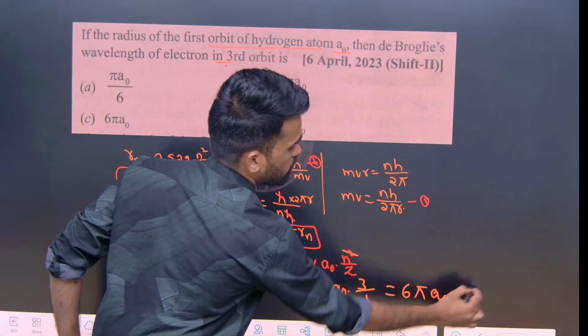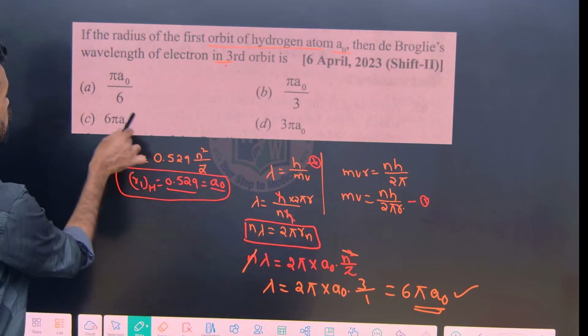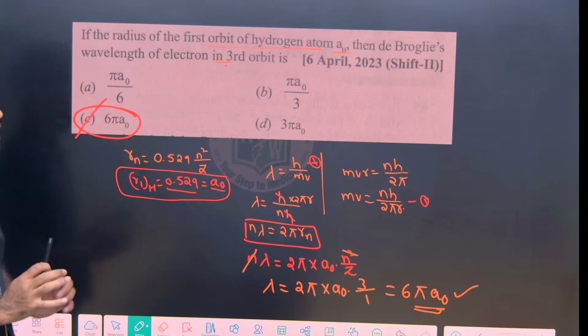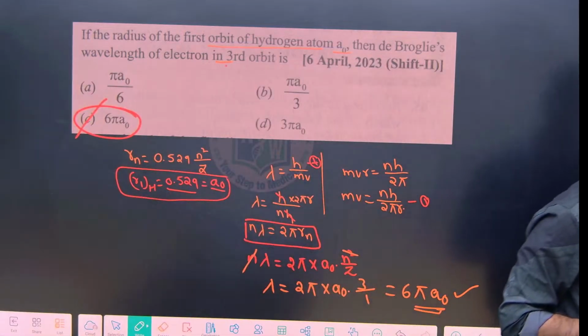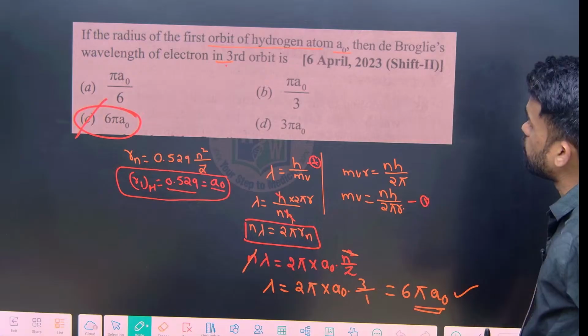This is how you get the final answer. The value we got is lambda equals 6 pi a naught. We have option C as the answer for the question. Is it 2 pi r? Yes, what you mentioned in the chat box is correct. Yeah, the next question here is this one.